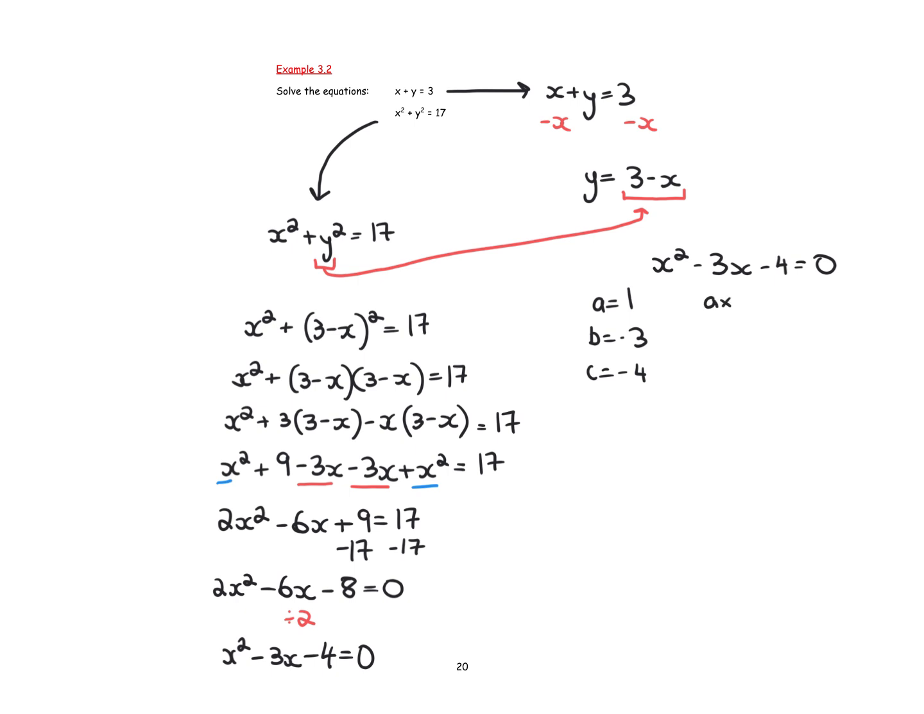I'm going to multiply a by c, which is 1 by minus 4, which will give us minus 4. Writing then the things that multiply to give us minus 4, well, we have minus 4 and 1, or 4 and minus 1.